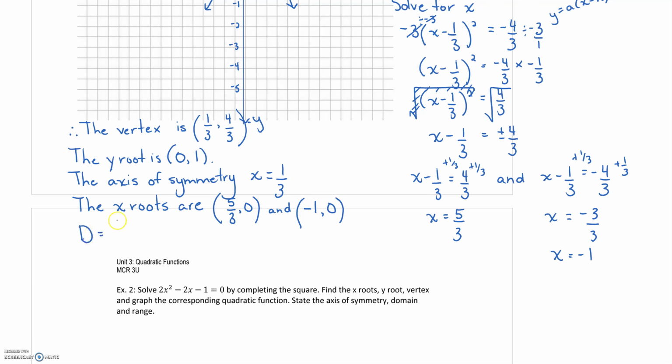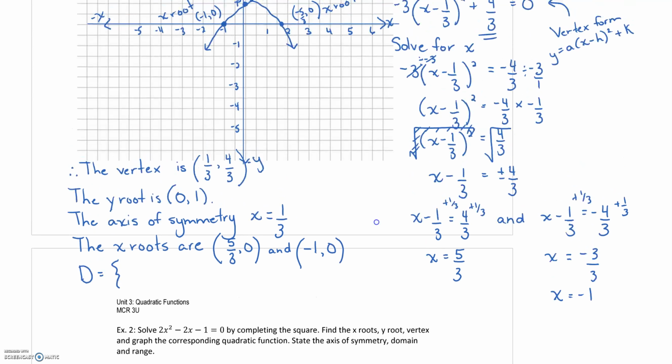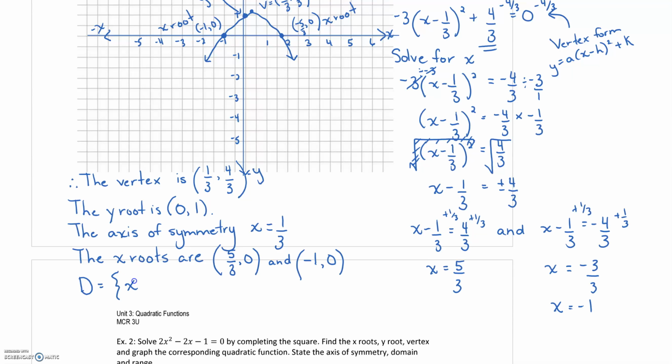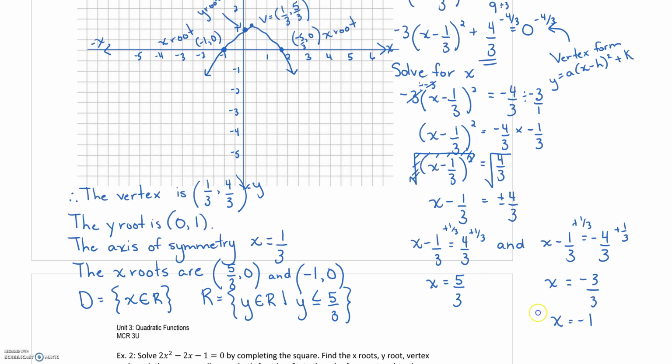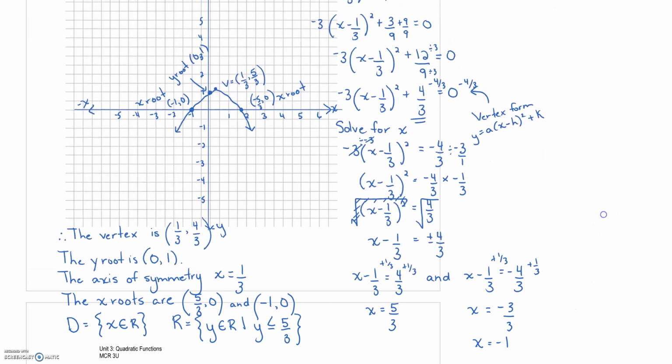So domain of any quadratic equation, any parabola will be x element of real numbers. That means that all possible values for x are possible. And then the range in this case, because it has a maximum, it's all elements of real numbers such that y has to be less than or equal to the y value of your vertex, which is 5 over 3. Okay, and this is all the information that is needed, all of it.